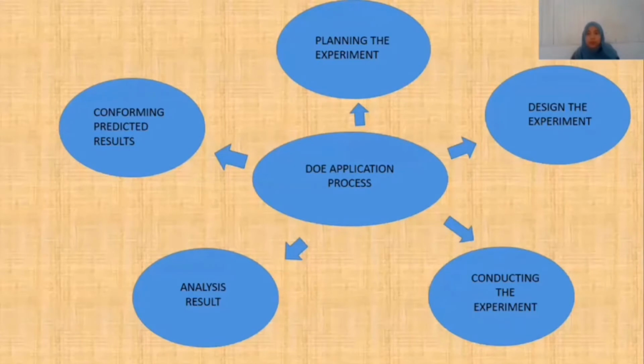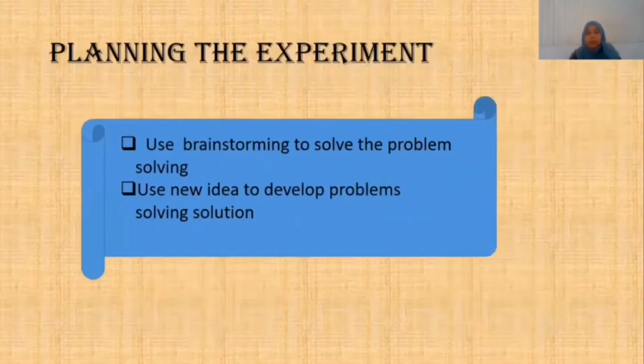Now I will continue our slide presentation with the topic DOE application process. DOE means design of experiment. Okay, in design of experiment, we have 5 points. First, planning the experiment. Second, design the experiment. Third, conducting the experiment. Fourth, analyze results. Fifth, confirming predicted results. Next, this is planning the experiment of DOE.